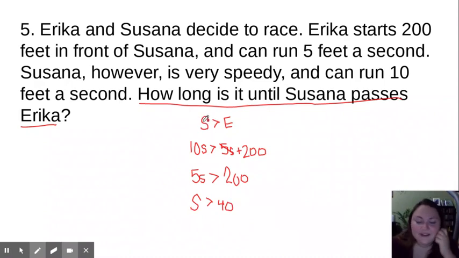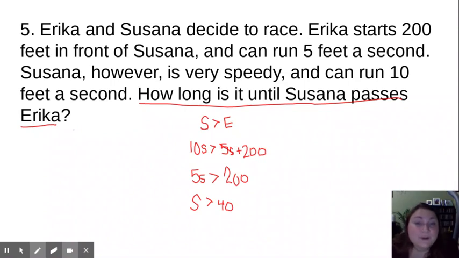Now, I know up here I used s as a brief abbreviation for Susanna's name. But what did the actual s in our inequality mean? Well, in 10s, s was how many seconds she was running. So when we say s is greater than 40, we're saying the number of seconds needs to be greater than 40. So the question is, how long is it until Susanna passes Erica? Well, notice we've got the greater than sign and not greater than or equal to. We want to say after 40 seconds, Susanna would be in the lead. Susanna's past Erica. So something like after 40 seconds.